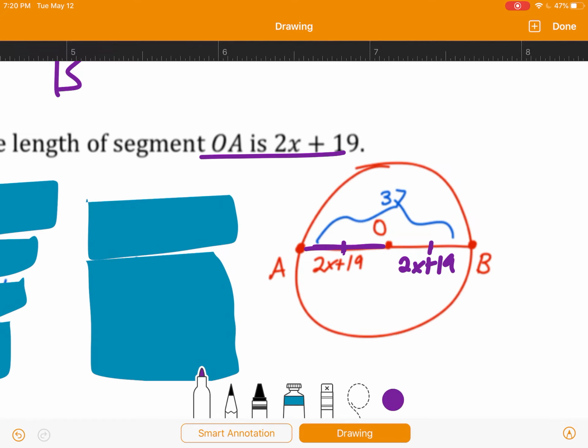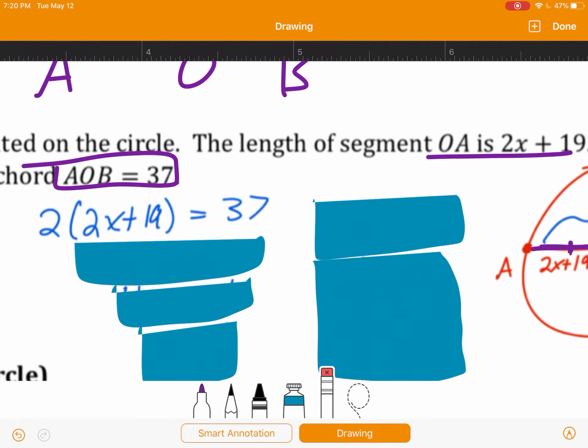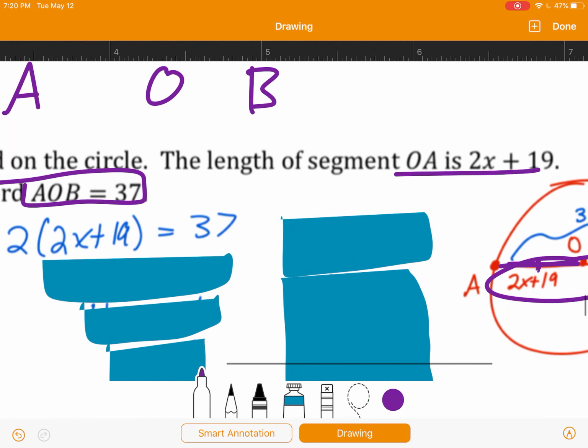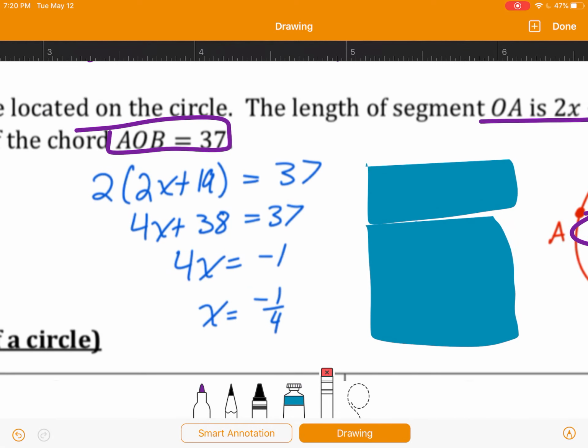And then you can combine like terms and solve for x, or you can say that the radius times 2 is going to equal the diameter, and you can plug in that way, which is the way I did it here. But either way, whether you do it by plugging into this formula or just adding all of this together, you'll get this, which means that x will be negative 1 over 4.